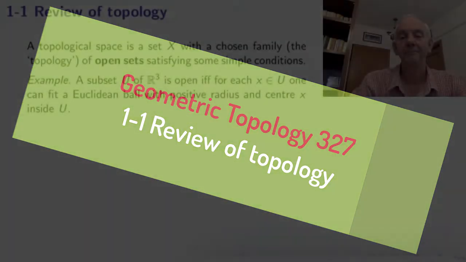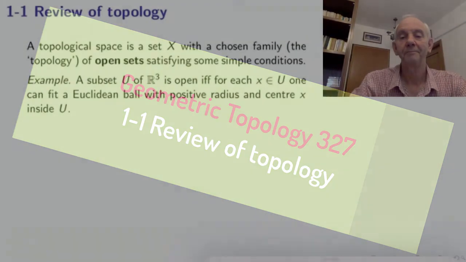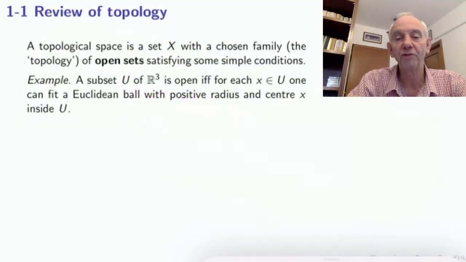So this is the first proper lecture for the course 327, Geometric Topology. And most of the first half of the semester we'll be talking about knots and their classification and invariants. But first I need to cover some matters topological.